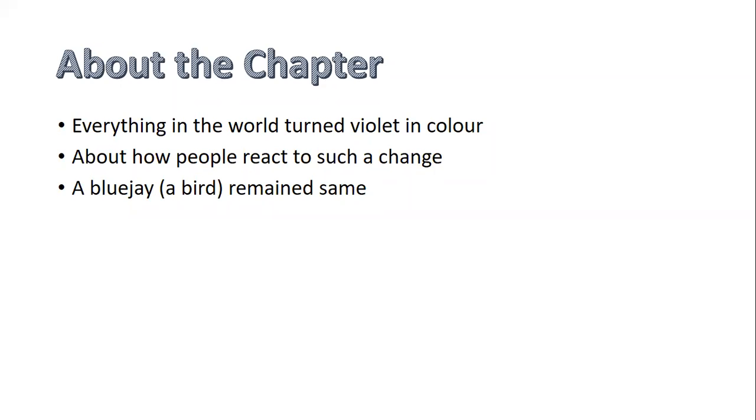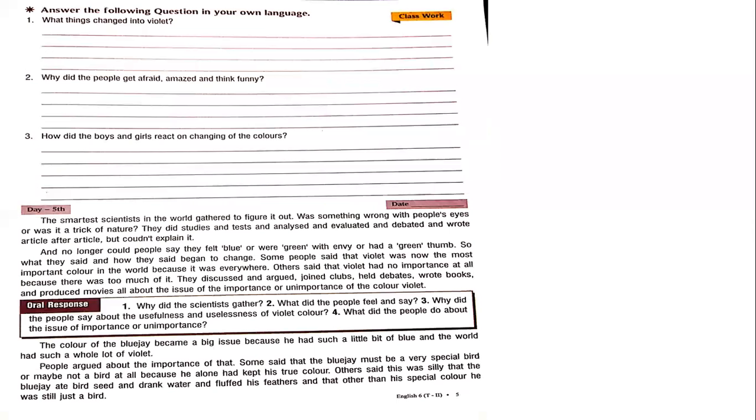But one thing remains the same. And what is that one thing? It is a blue jay. Blue jay is a type of bird. जैसे sparrow एक bird होती है, कोयल एक bird होती है, वैसे ही blue jay is also a bird. So only one blue jay in the world remains the same. It does not change its color. It does not turn into violet. It remains blue. So that is also very odd and very interesting, that the whole world has turned violet, but only this one bird, a blue jay, has not changed its color.